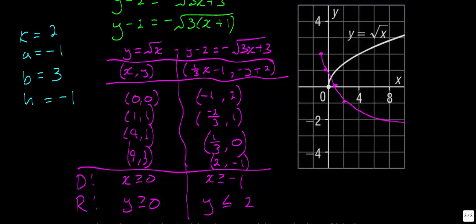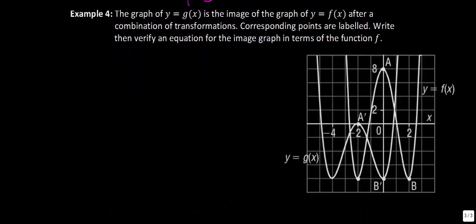All right. Last but not least, we have example number 4 here. Example 4. The graph of y equals g of x is the image of the graph y equals f of x after a combination of transformations. Corresponding points are labeled. Write then verify an equation for the image graph in terms of the function f. So what you see right here is we have function y equals f of x, which I'm just trying to lightly outline in green right here. And then we have our new function, which has been transformed in a number of different ways.